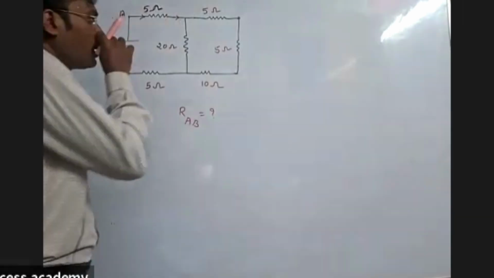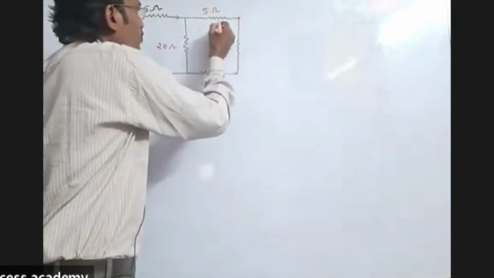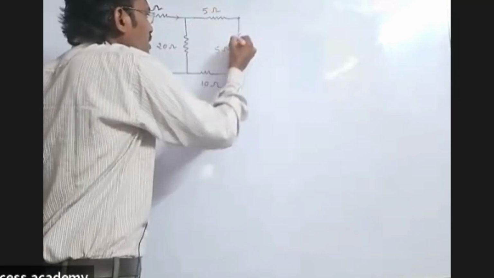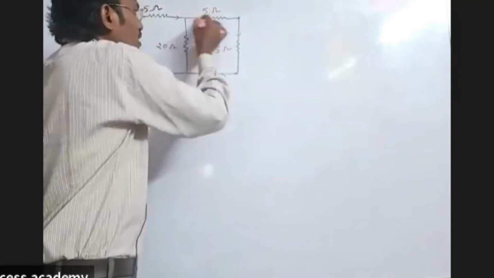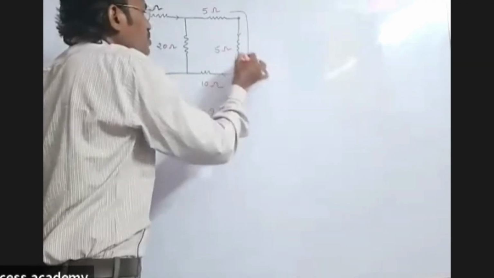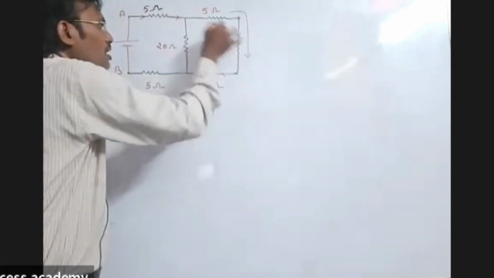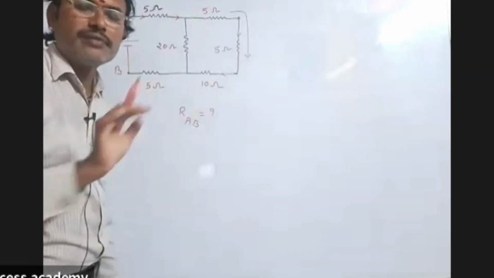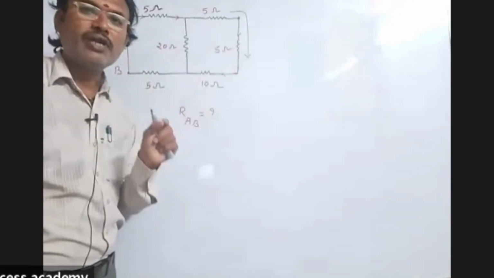Listen carefully. Now the remaining part. The current is passing through 5 ohm. The same current is passing through another 5 ohm. The same current is passing through the 10 ohm. The current is moving in this direction. There is no other deviation. So these three resistors are in series combination.